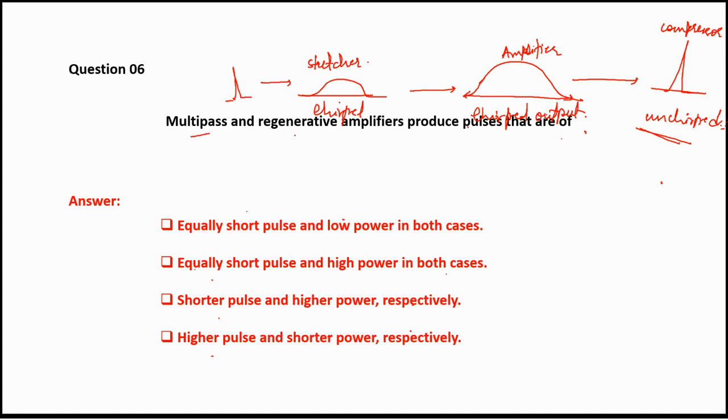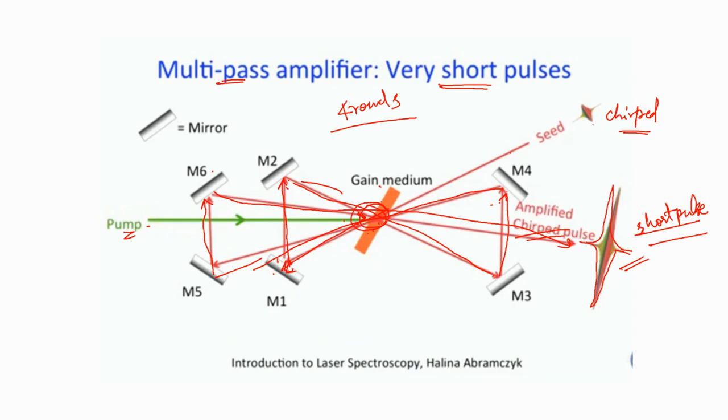So first of all, we had two types of amplifiers. The first was multipass, and the second is regenerative. How does the amplification occur in each of these, which we had discussed here?